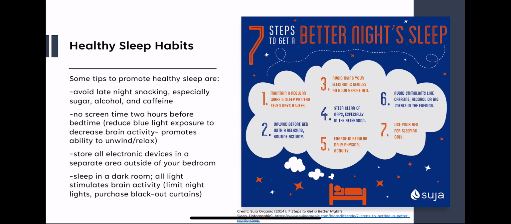Sleeping in a dark room also helps because that light stimulates brain activity. They even said to limit night lights or purchase blackout curtains. I think it's important that you're in a dark area because it's less distracting. If you have a light on, you can kind of do more than without it. So it just helps whenever you're ready to fall asleep to have a dark environment with no distractions and less activity around you and going on in your brain.